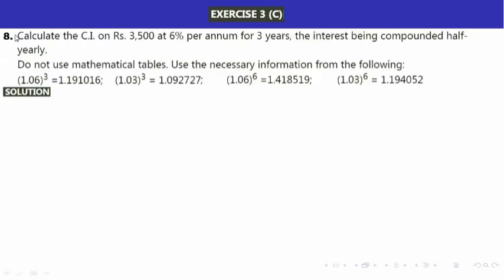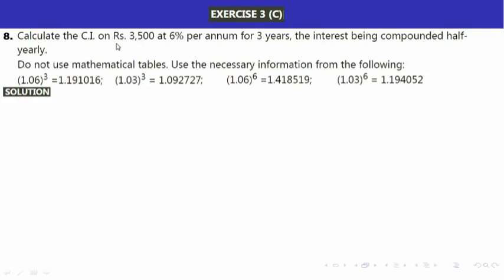Let's have one more question. Question number 8. Calculate the compound interest on rupees 3,500 at 6% per annum for 3 years, the interest being compounded half yearly. Do not use a mathematical table; use the necessary information from the following. We'll make use of these in our solution.